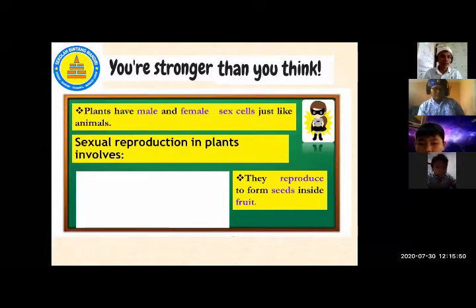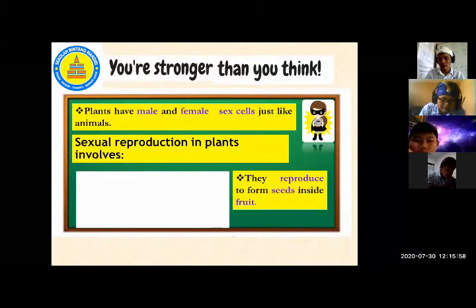Sexual reproduction in plants involves several things you must remember. Reproduksi seksual di tanaman itu terdapat beberapa yang harus kita ketahui. Number one, pollination. Bahasa Indonesia-nya polinasi. What is it? Later you will know, okay?